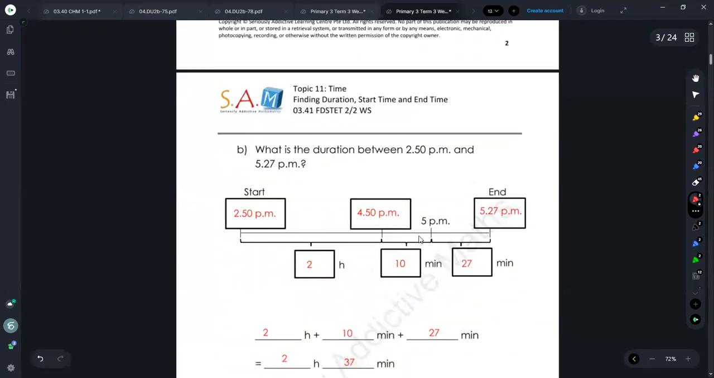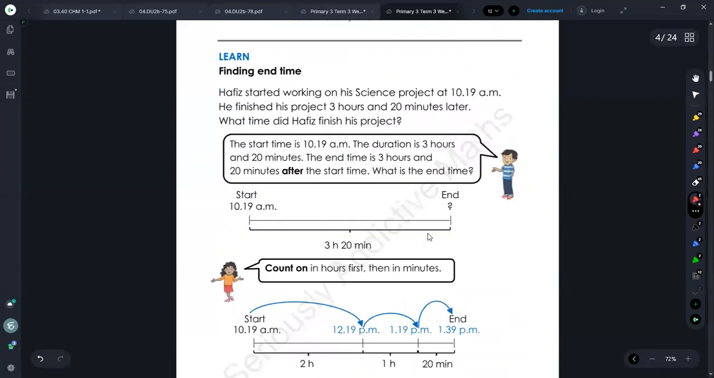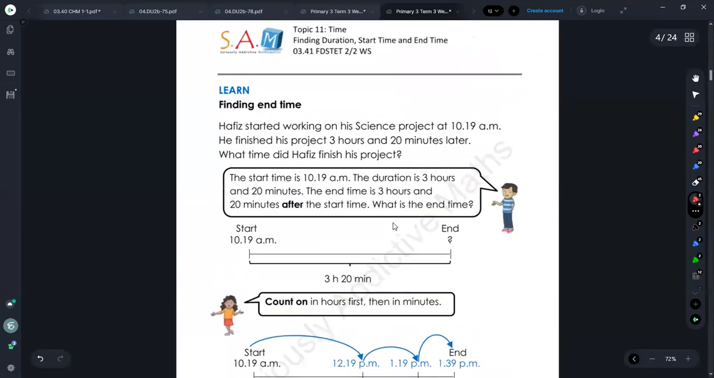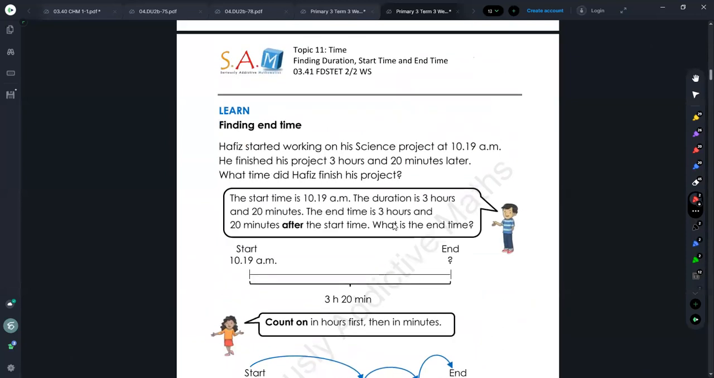Okay, then get them to do the guided practice. The next one is finding end time. For finding end time, what they can do is, when the start time is provided and the duration is provided, they need to find when it ends.